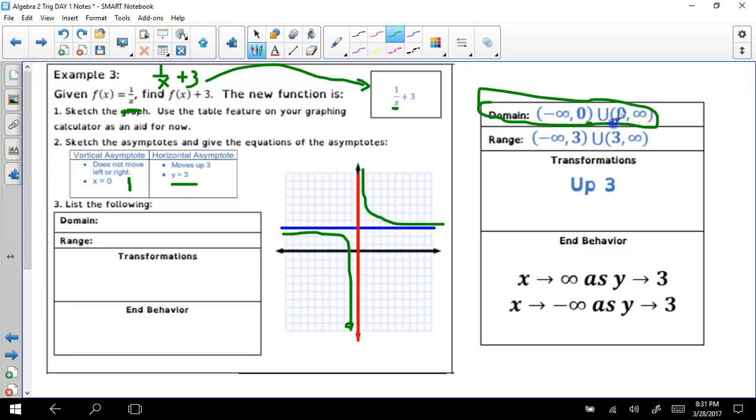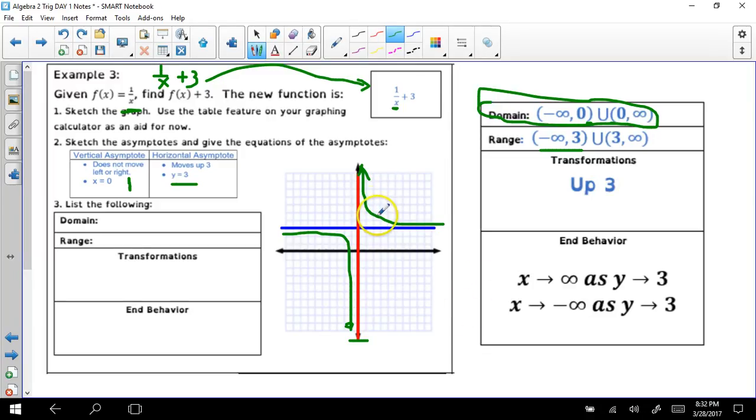Okay, range, we're going to look at it from down, which starts at negative infinity, and then we're going to follow it up to the horizontal asymptote, which is at 3. So that's why you have negative infinity to 3. And then we got to start back up at 3, and it goes on forever. So we can write those arrows down on that graph as well. So that's the range. We already did the transformations. I always start with that because it helps me to identify the vertical and the horizontal asymptotes really easily.